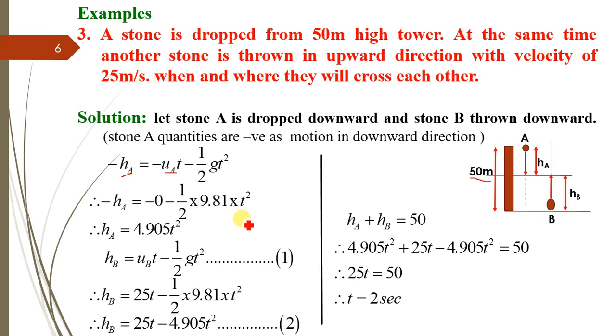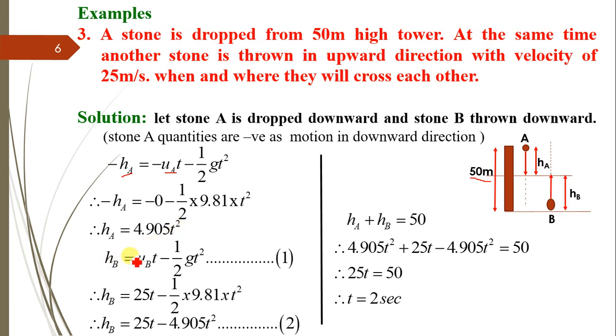So substituting the values, minus HA equals, so stone A is dropped. Dropped means just simply dropped, so its initial velocity is 0. The motion occurs due to gravitational force. So u is 0 minus half of 9.81 t square. So HA equals 4.905 t square.